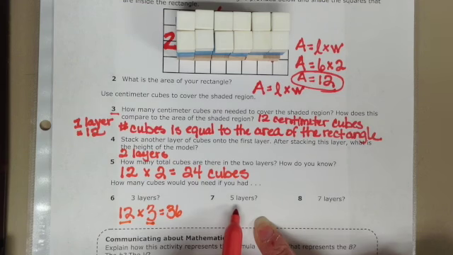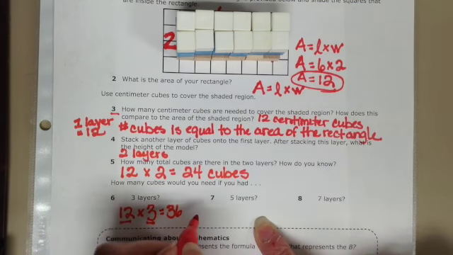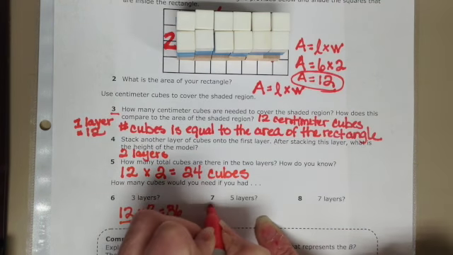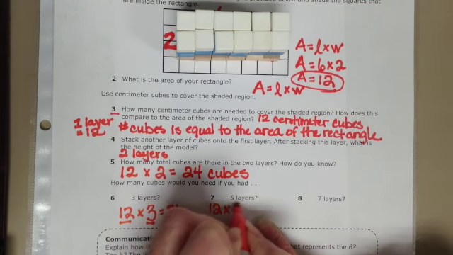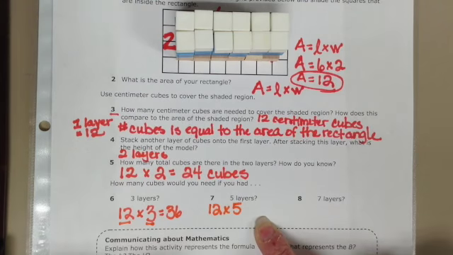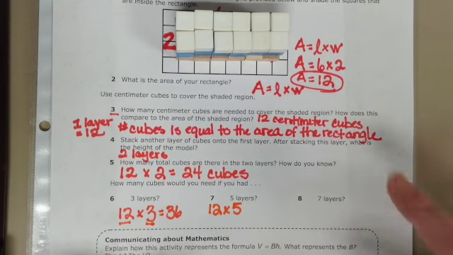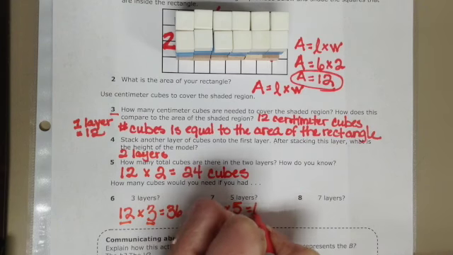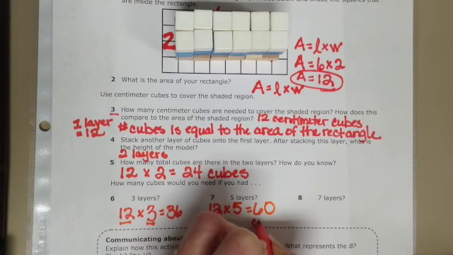So 5 layers of cubes is going to be 5 sets of 12 cubes, or 12 times 5, because there are 12 cubes in each layer, and I'm going to have 5 layers. So 12 times 5, 5, 10, 15, 20, 25, 30, 35, 40, 45, 50, 55, 60. That's going to be 60 cubes.